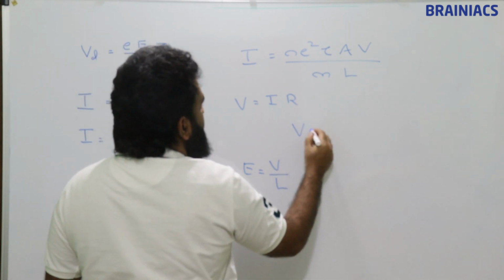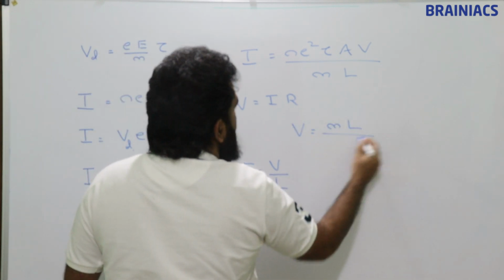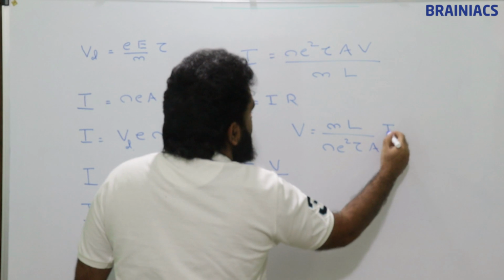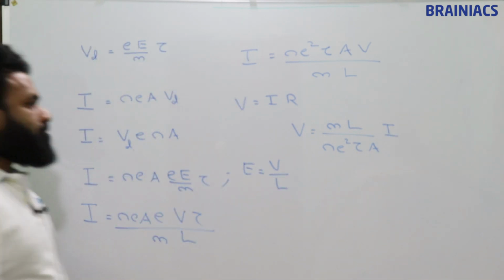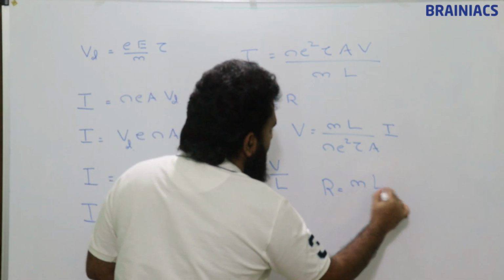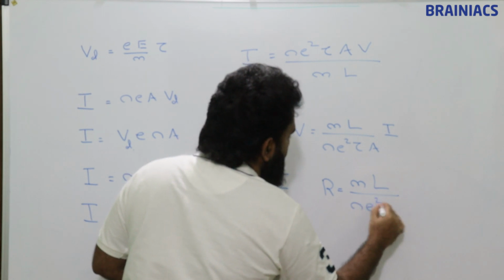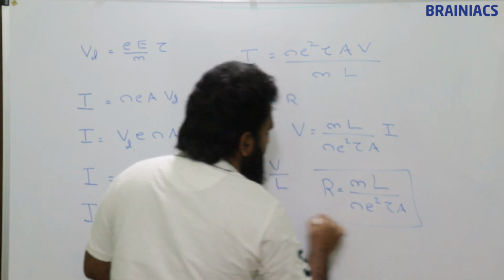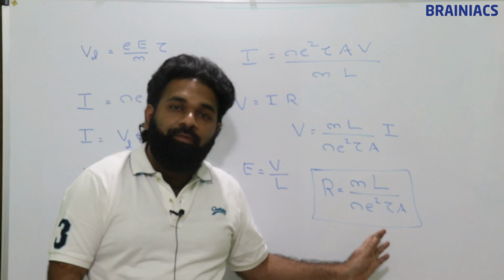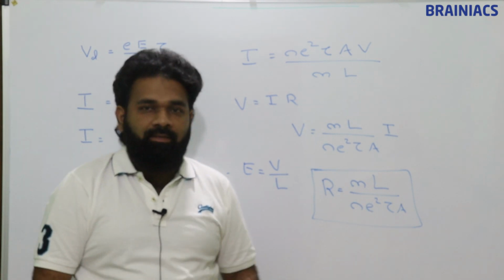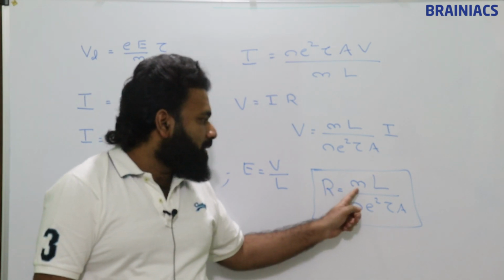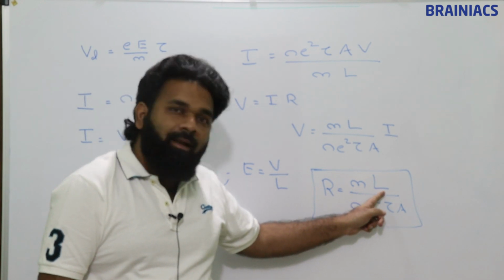So just replacing like this, V is equal to ML divided by n e square tau into A into I. Okay, so from this we can take R is equal to ML divided by n e square tau into A. This is the most fundamental formula for resistance. We have studied rho L by A in the lower classes, that I agree, but this is the most fundamental formula for resistance. Okay, R is equal to M, mass of the charge carrier, L, length of the conductor.